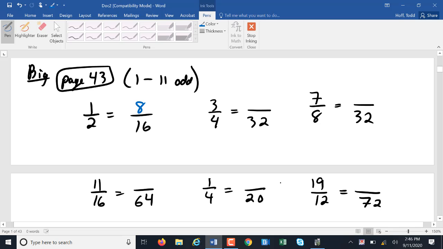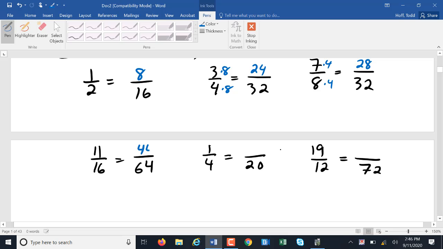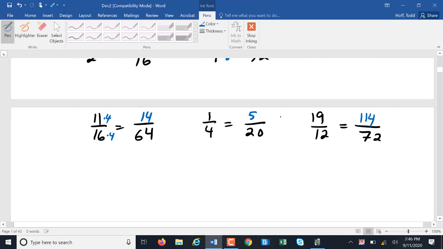8/16. 3/4 becomes 24. Good. 4 times 8 to make 32, so 3 times 8 to make 24. 7/8 becomes 28 30-seconds. Good. 8 times 4, so 7 times 4. 11/16 becomes 44/64. So good. 16 times 4, 11 times 4. 1/4 becomes 5/20. And 19/12, 114/72. Now later on, we're going to see how we're going to reduce that further. For right now, that's all we want.